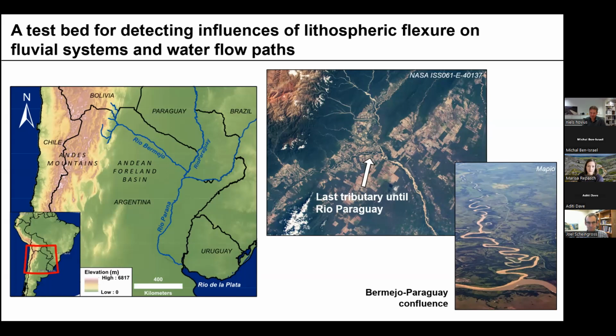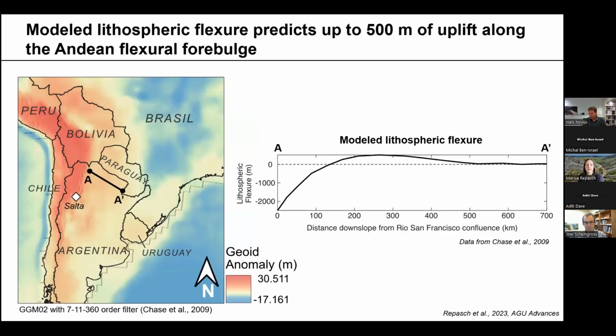And so here on the right, I'm showing some photos that show where that last tributary is at the mountain front. And then the Bermejo proceeds to flow downstream first as a braided river, and then it meanders out to the Rio Paraguay, which goes to the Rio Paraná and the Rio de la Plata. And these images also show the really high sediment load in this river system, which reflects the erosion of the Andes. And so we can imagine that any lithospheric flexure might influence the grade of the river that Niels had mentioned before. And next slide.